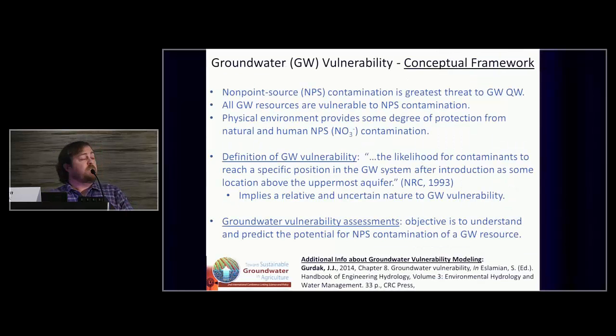But the groundwater vulnerability, I'm probably singing to the choir here, but I want to go over the conceptual framework first. First of all, non-point source contamination is probably the greatest threat to overall groundwater quality worldwide. It's not that point sources aren't important, but the focus here on vulnerability assessments is usually non-point source contamination. It's important to realize that all groundwater resources and all parts of an aquifer are vulnerable to non-point source contamination, and the physical environment provides some degree of protection from these contaminants.